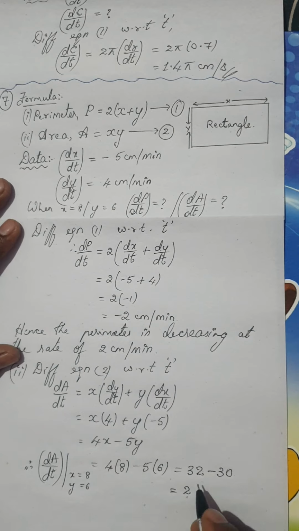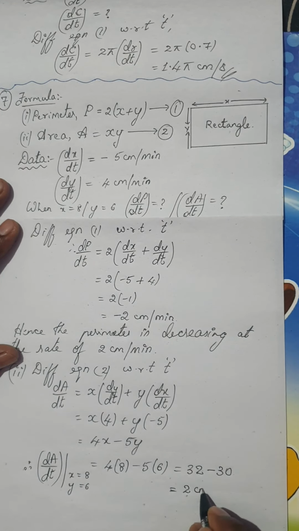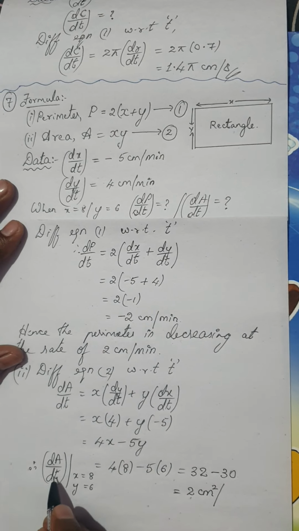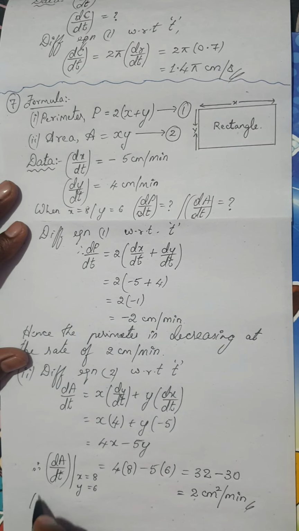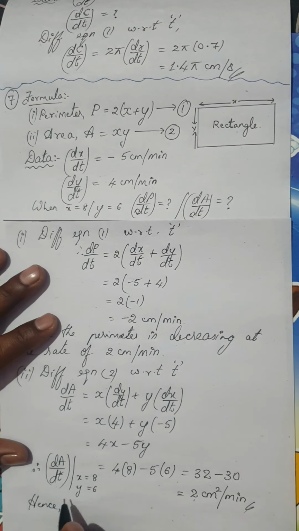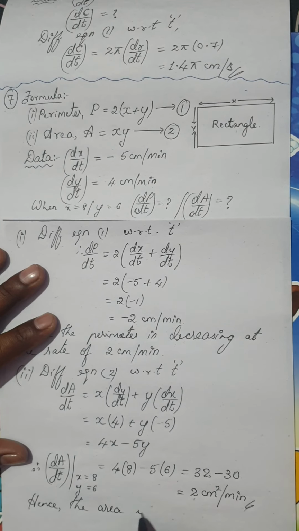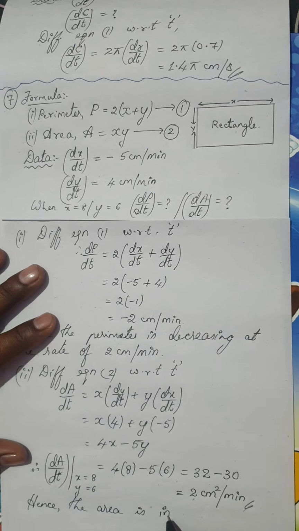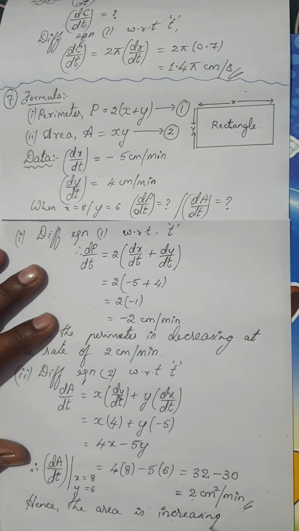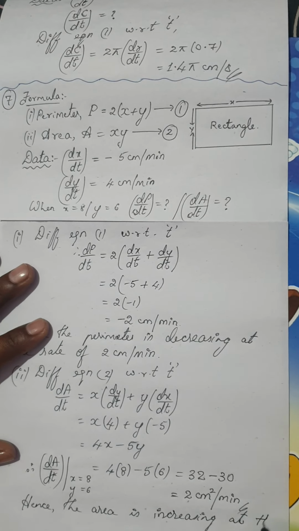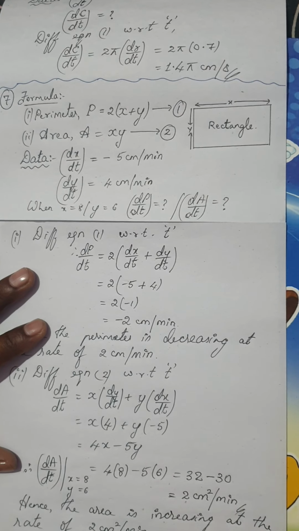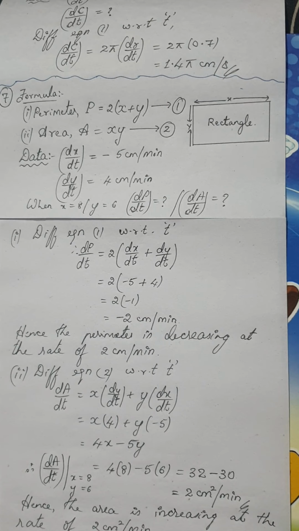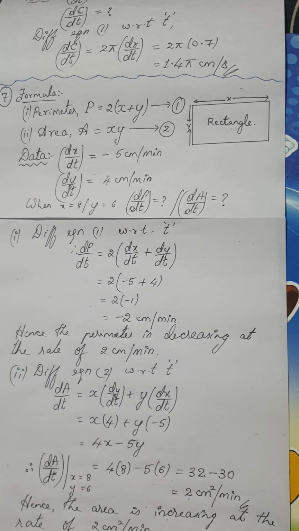Now what is the unit of area? Area is unit square. So the unit here is centimeter square per, the unit of time here is minute. Please be careful. Therefore we conclude, hence, write the conclusion. Hence, the area is increasing. Remember, because it's a positive value here, the area is increasing at the rate of 2 centimeter square per minute. So this brings us to the conclusion of this question completely.